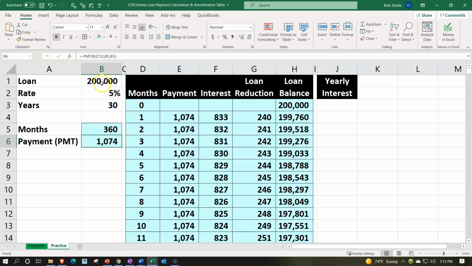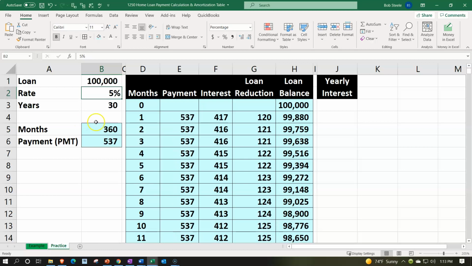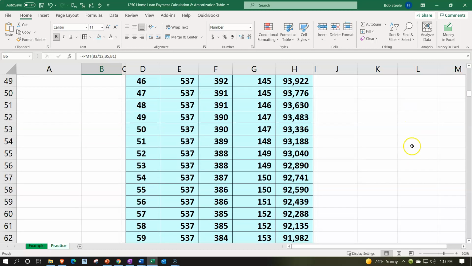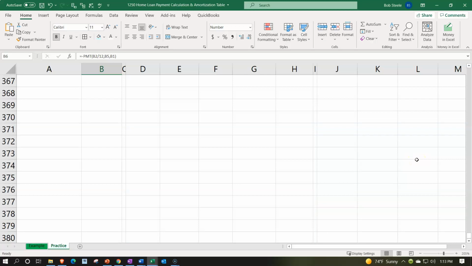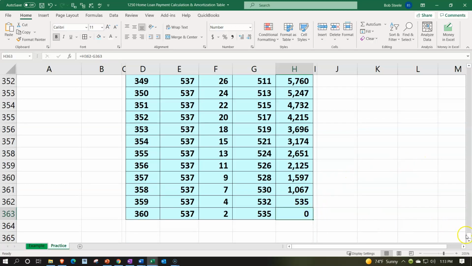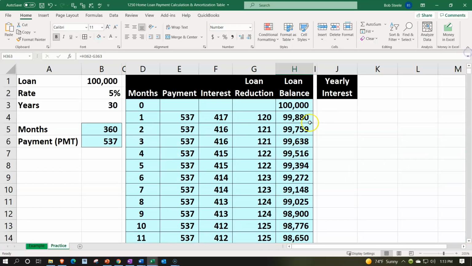Now, then you can start to adjust things. I can start to change my data, and if I set everything up properly, it should work. So if I said, well, okay, that's kind of expensive. What if I said like a 100,000 loan here? Now my payment is at the 537. If I go all the way down, and I did this properly, all the way down to 360 payments, it should be down to 0, indicating we did our amortization table properly.